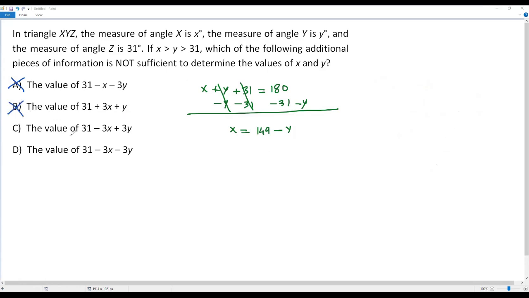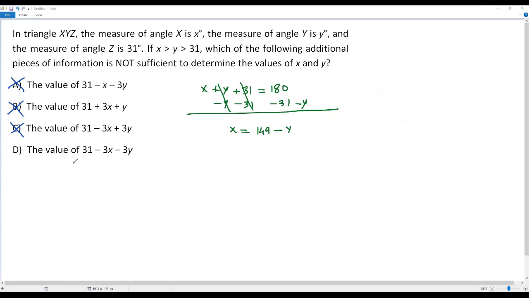Now let's consider answer choice C. Let's assume the value of this expression is k. Then we get 31 minus 3x plus 3y equals k. When I plug in for x, I'll get positive 3y in this term, and I have a positive 3y here. When I combine them, I'm getting positive 6y. So again, y does not vanish in this equation, so we can get the value of y, and using that, I will be able to get the value of x. So this information is sufficient, and we can reject this one as well.